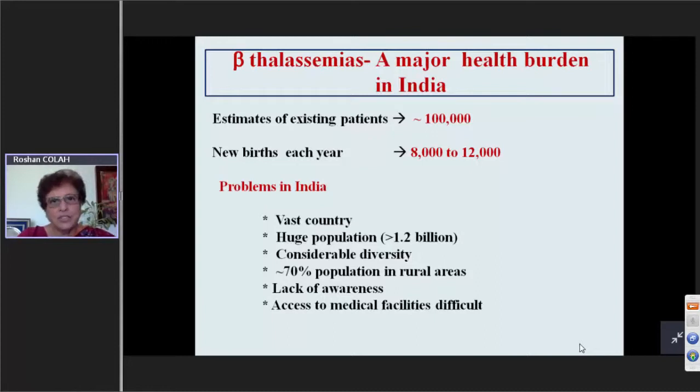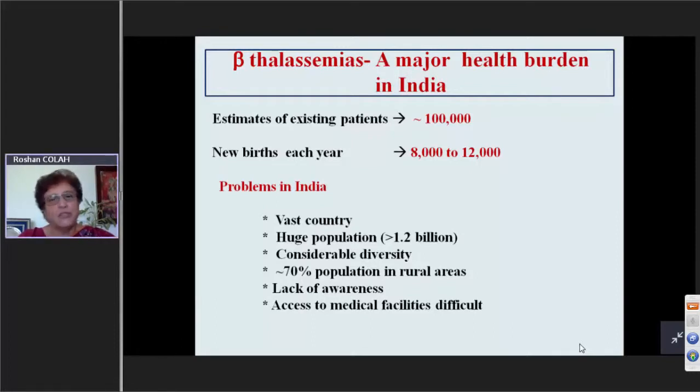Now it is the beta thalassemias which are a major problem in India. We do not have any registries to know the exact number of patients that are there, but there are several estimates which show that there should be around 100,000 patients in India. And to this load, every year we are adding about anywhere from 8 to 12,000 new cases with major disease.